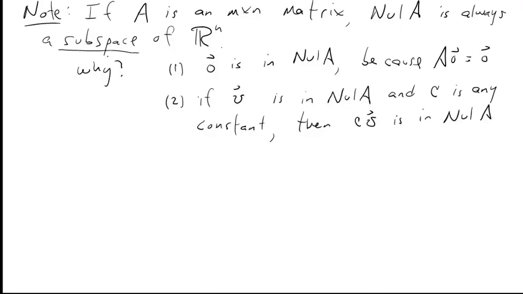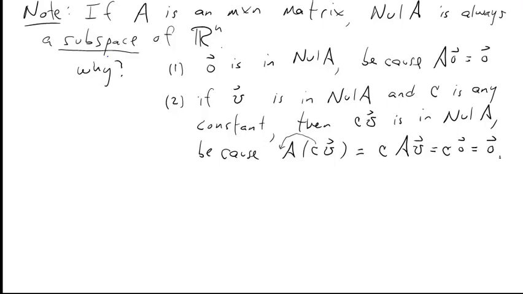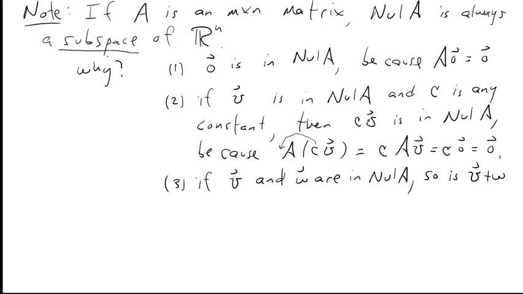Second, if v is in null A and c is any constant, then c times v is in null A, because if you compute A times cv, you can pull the c out in front and you get c times Av, which is equal to c times 0, which is equal to 0. And therefore, cv solves the homogeneous system.